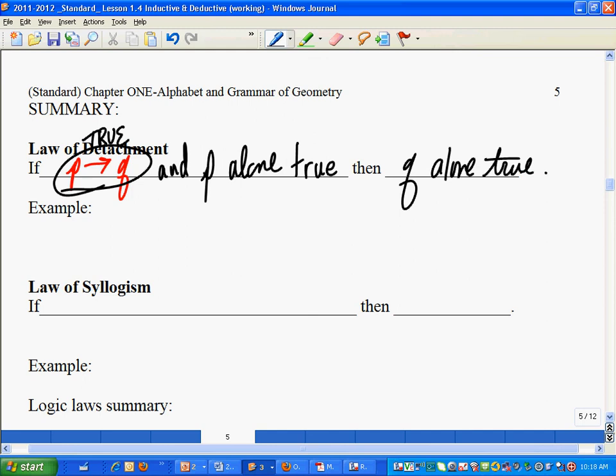Remember, back here, if job, make money. Shift, if make money, buy a Corvette. So we can connect what? If I get a job, then I can buy a Corvette. That is a syllogism.